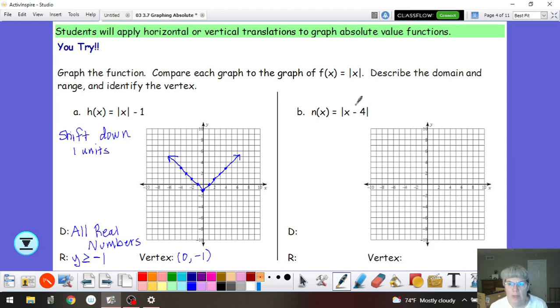For example B, we have the negative 4 inside, so it's going to move opposite of what you might initially think and shift right 4 units. That moves the vertex to the point 4, 0. We make that V by going up 1, right 1, up 1, left 1.